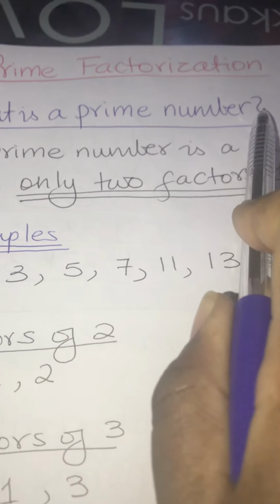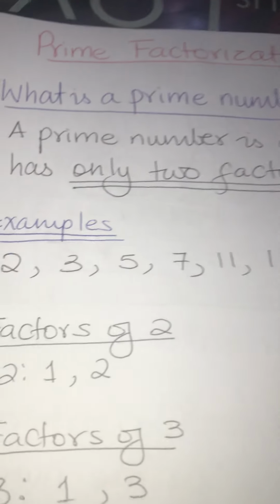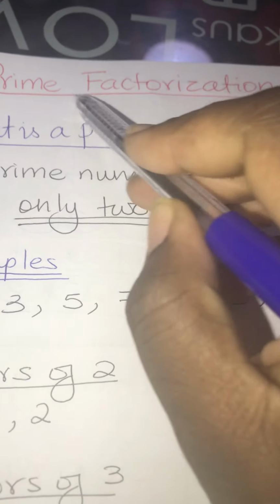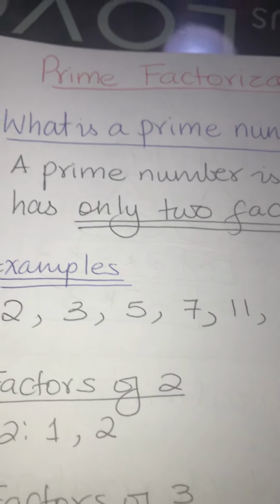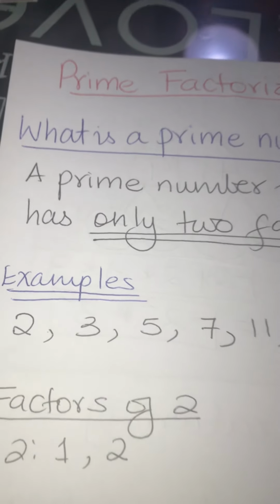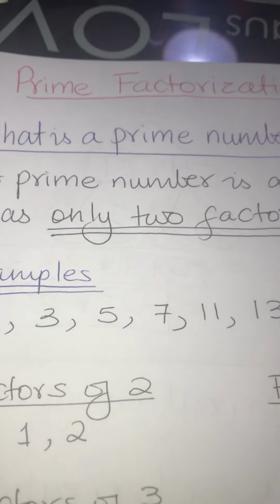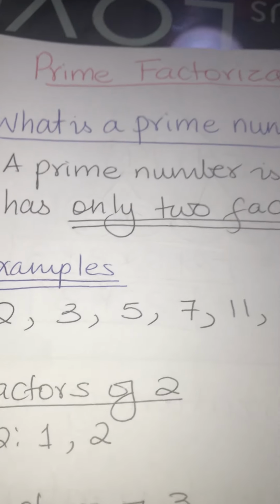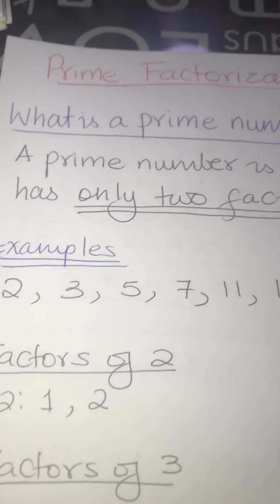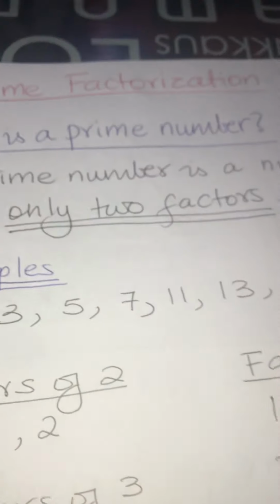What is a prime number? See, it says prime factorization. You need prime numbers. And then factor. Factor means numbers that you multiply. So in prime factorization, you're only going to look for numbers that you will multiply that will give you a given question.